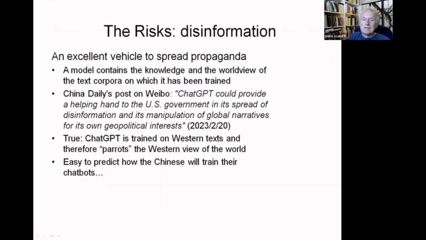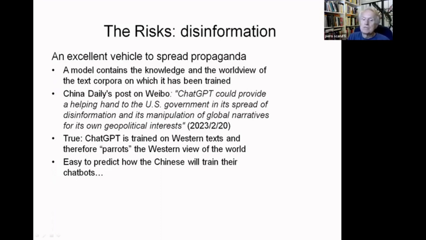And it's also an excellent vehicle to spread propaganda, because the model contains the knowledge and the worldview of the text that we used to train it. China Daily, which has an English version, an organ of the Chinese Communist Party, posted something on Weibo that is actually absolutely true. ChatGPT, or any such chatbot, could provide a helping hand to the US government in its spread of disinformation and its manipulation of global narratives for its own geopolitical interests.